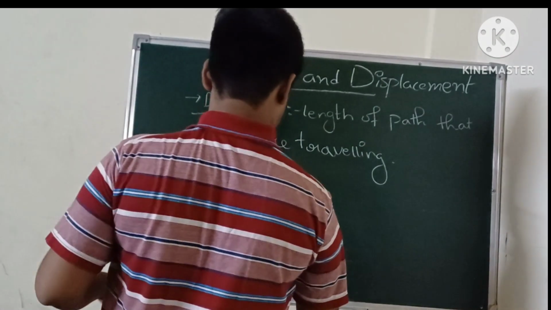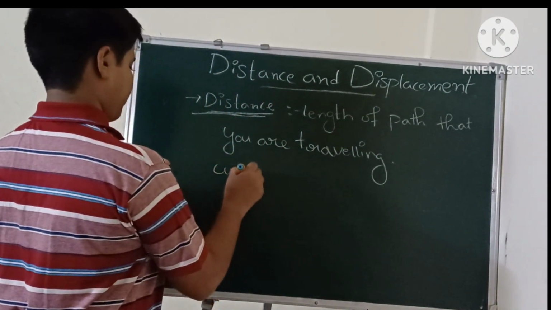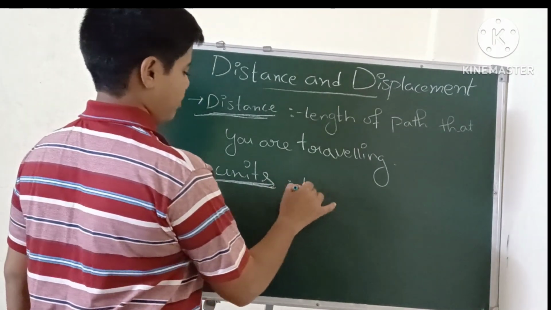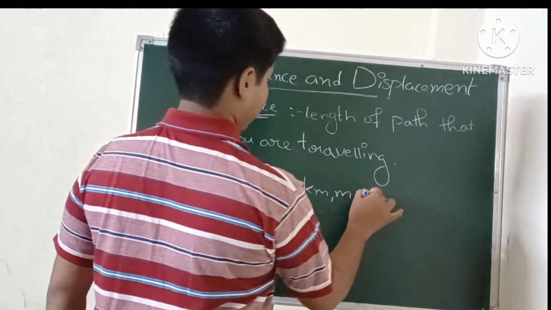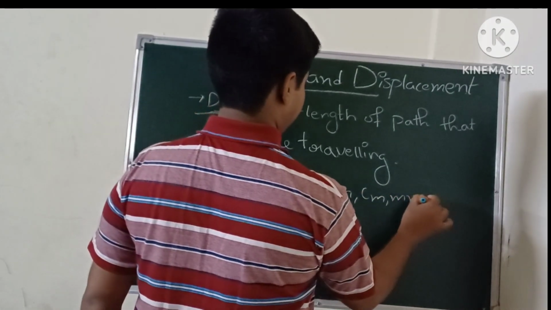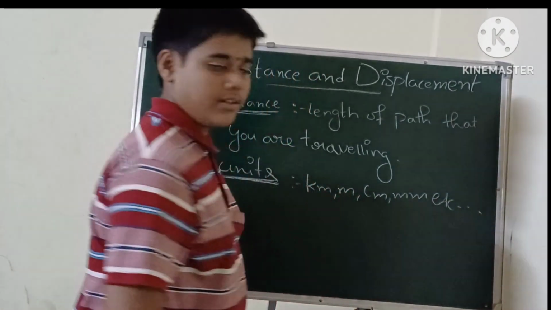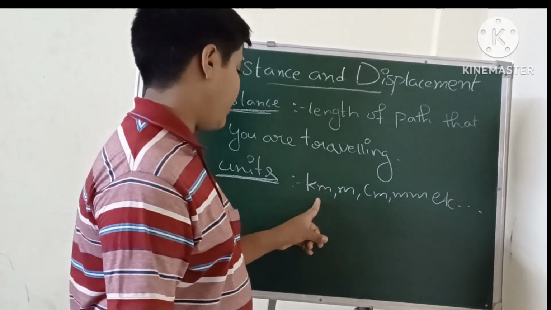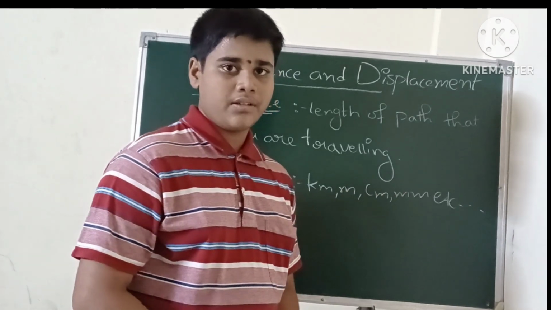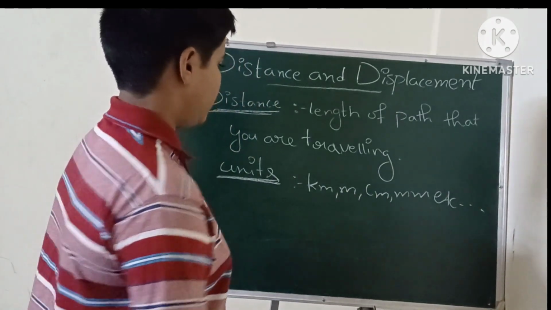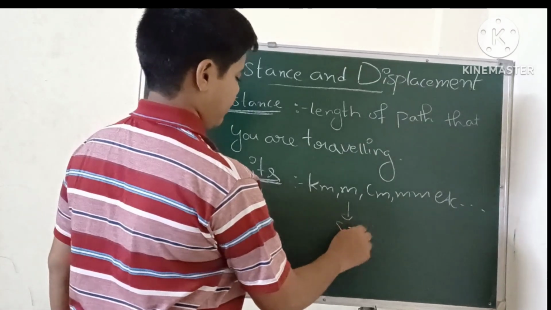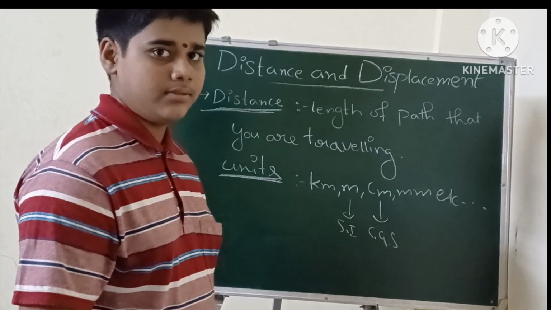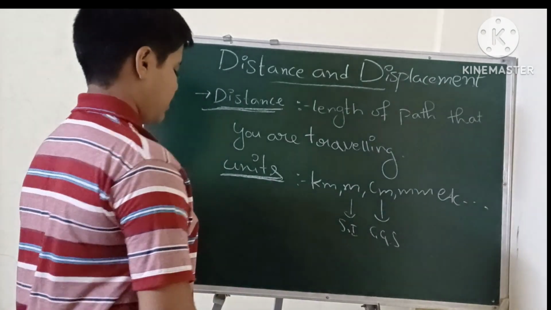And the next point, units. Units are kilometer, meter, centimeter, millimeter, etc. These are the units we commonly use. Here this is SI and this is CGS. So this is distance.